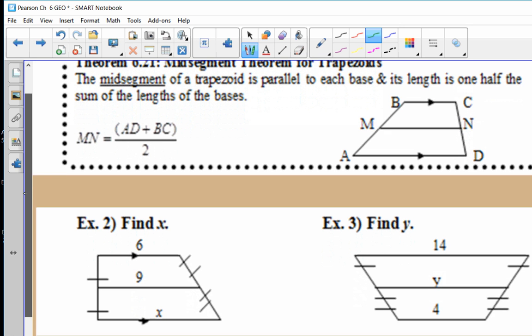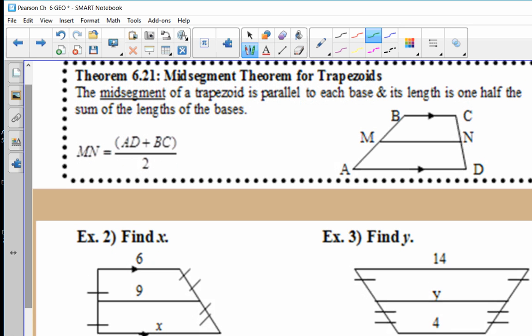So with a trapezoid, we got this thing called a mid-segment. It's kind of like a midpoint. Okay. This picture here, they're showing this side. These sides are parallel. Okay, so a trapezoid has to have a pair of parallel sides. Okay, and the mid-segment is MN. So basically what that's saying is that M is the midpoint of AB.